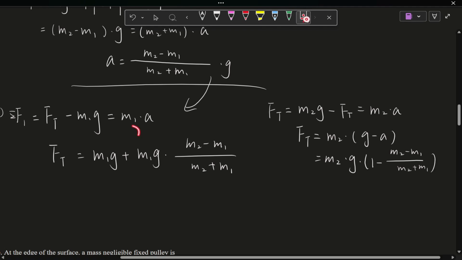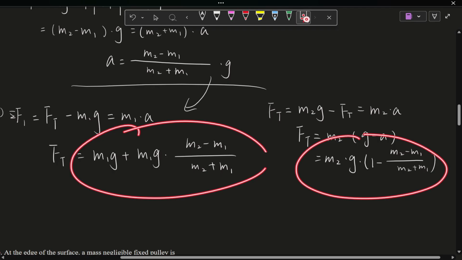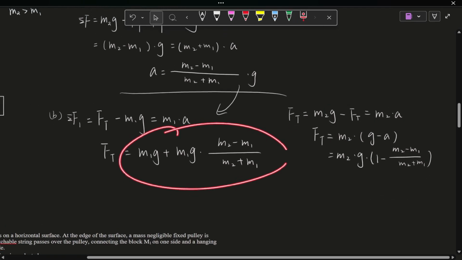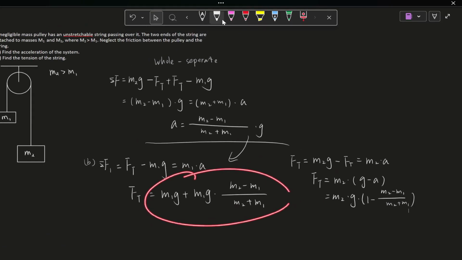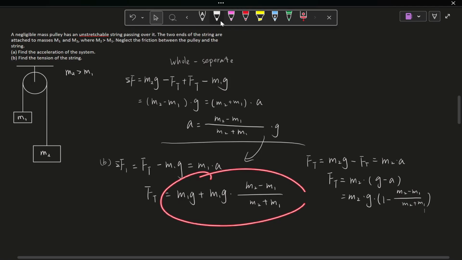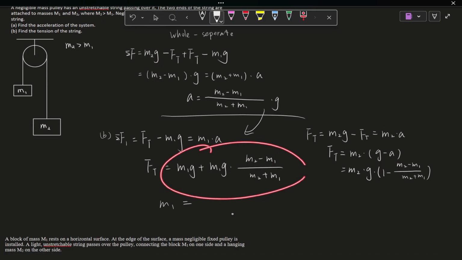You can see that these two are different, right? But if you plug in the values, they will be the same. For example, if I told you that m1 is equal to 1 kg and m2 is equal to 2 kg, you can get Ft from the first expression.